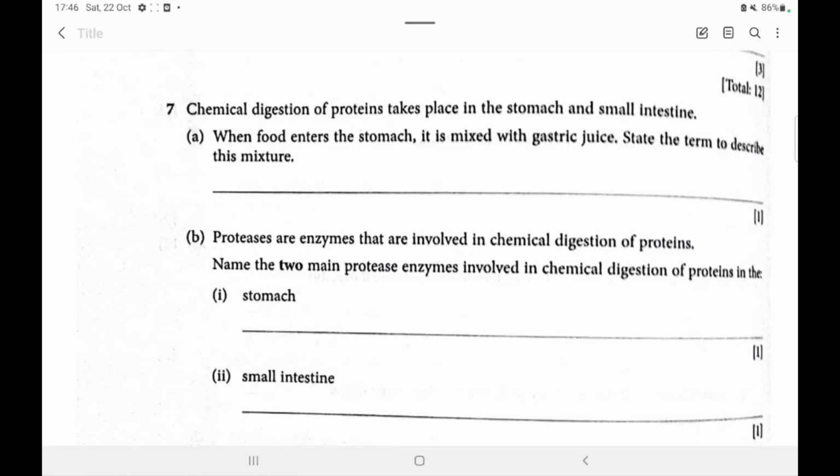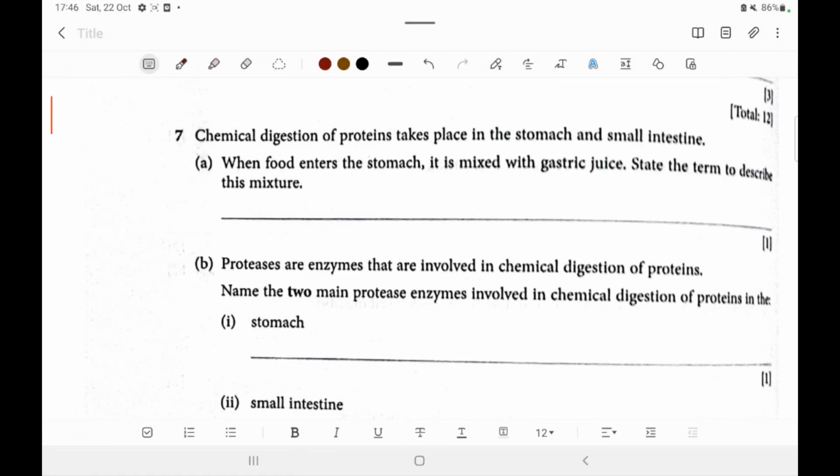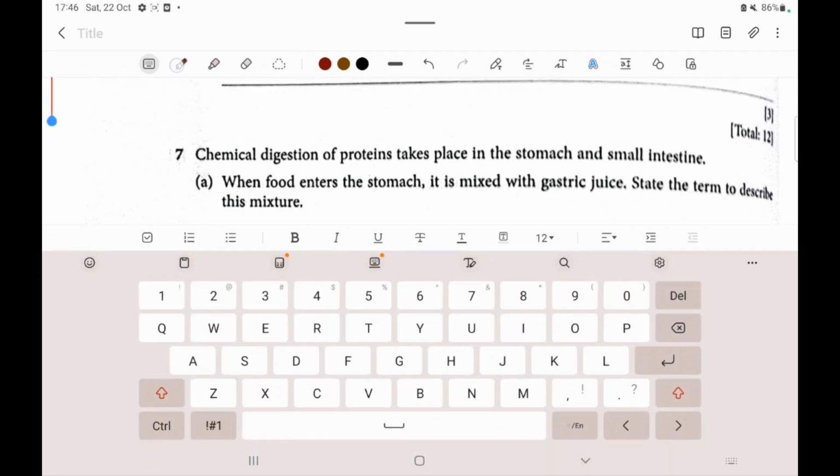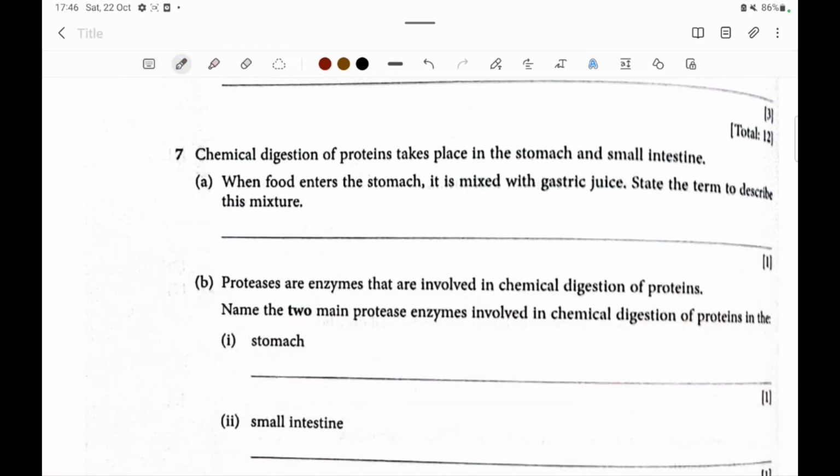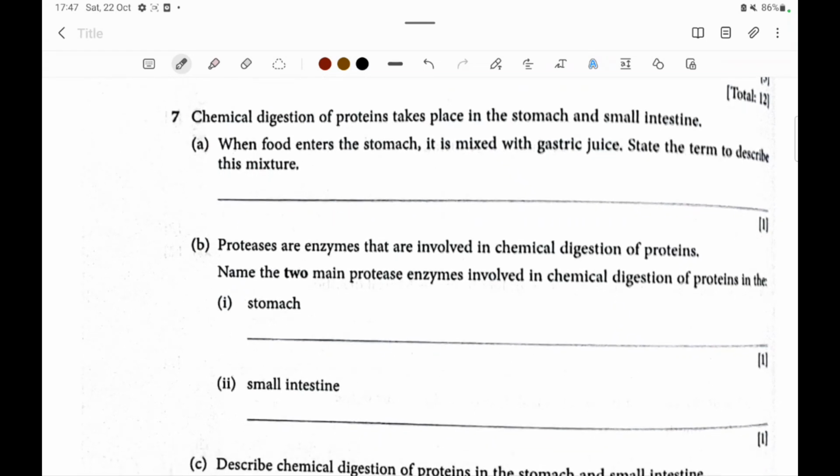For today, we are going to discuss number 7 and 8 for your chapter 7 workbook, because last time we haven't finished. Okay, number 7, let's see.